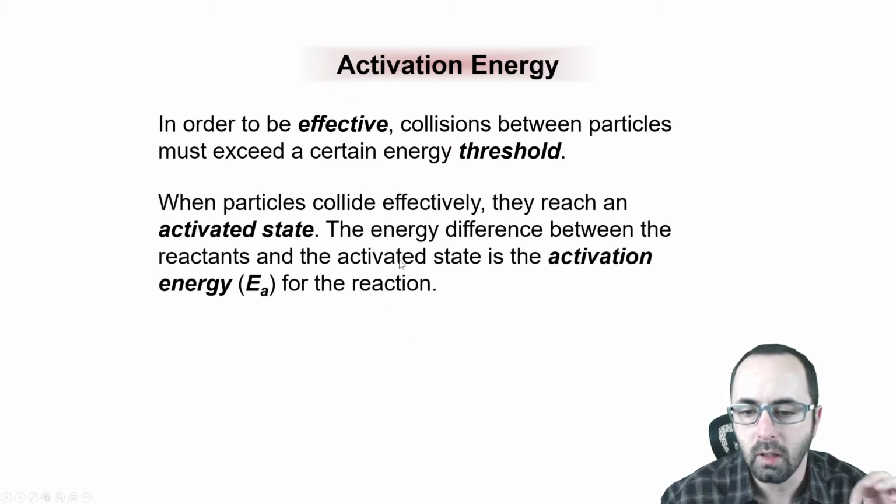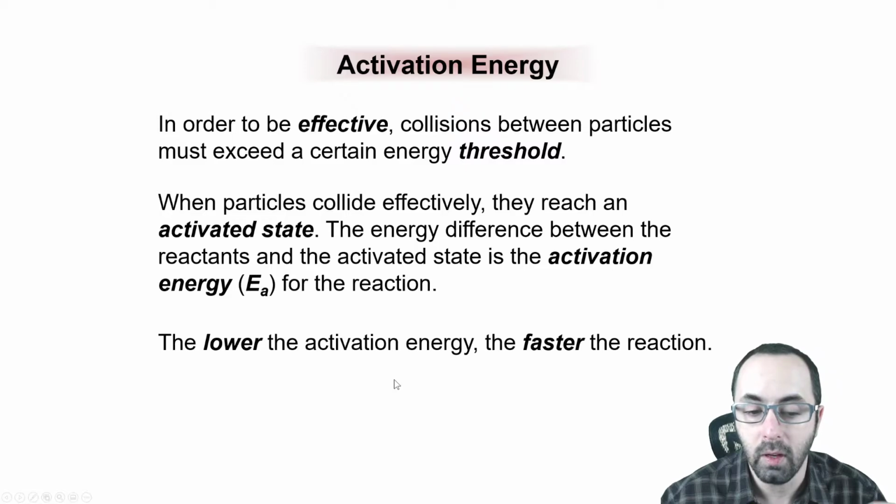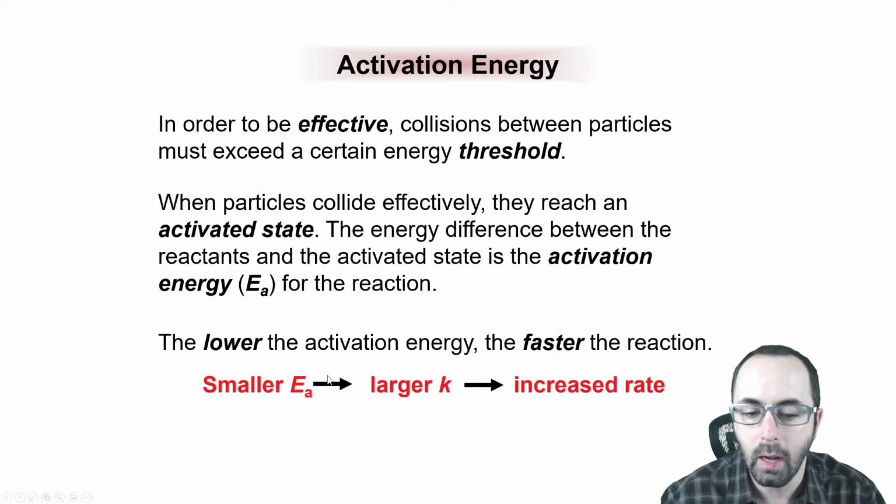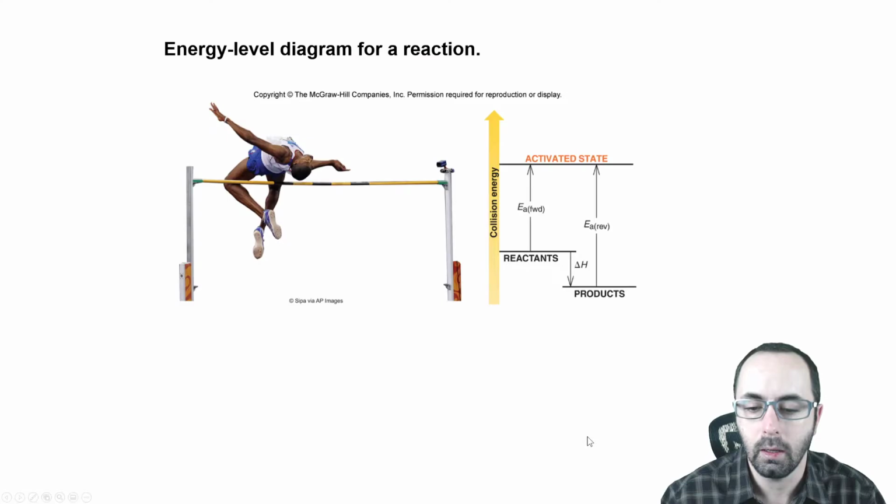So when particles collide effectively with enough energy, they reach the activated state or the transition state. And this energy that is required is referred to as the activation energy, or E sub A. If an activation energy is low, that means the reaction can go fast. More of the molecules will be able to have an effective collision. So a smaller activation energy will mean a larger k, which will mean an increased rate.